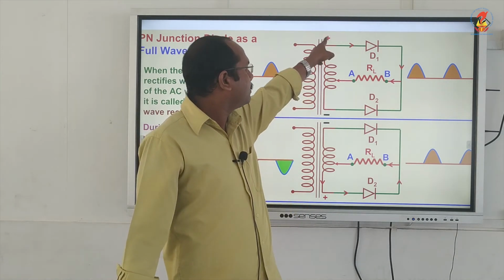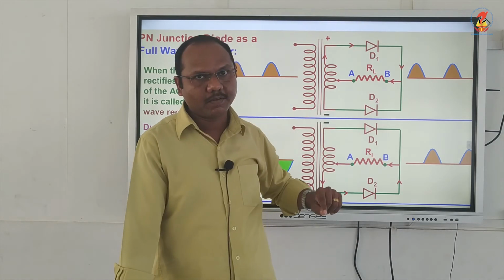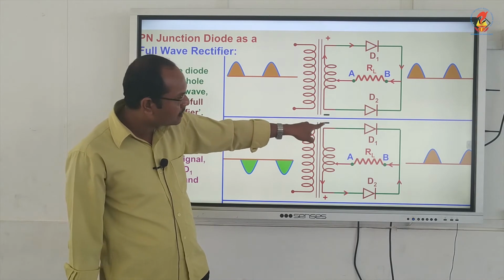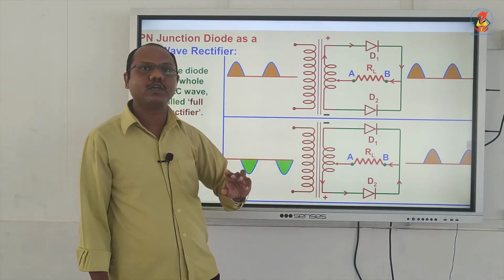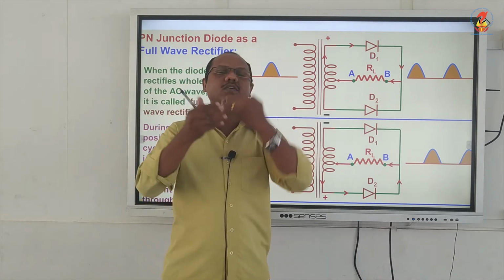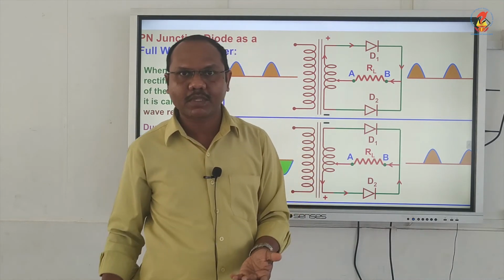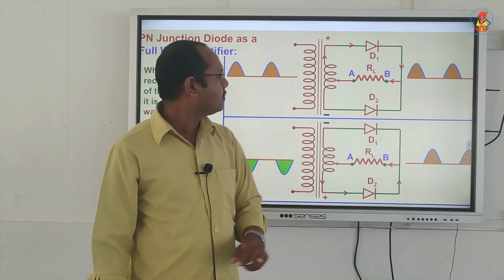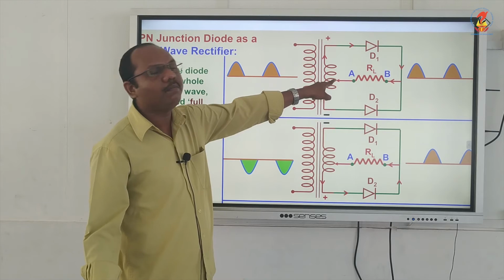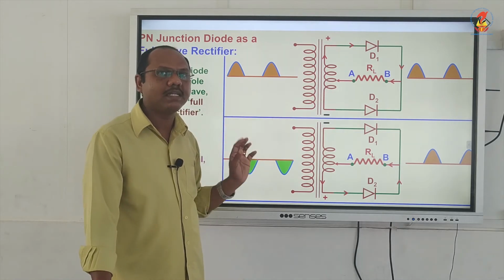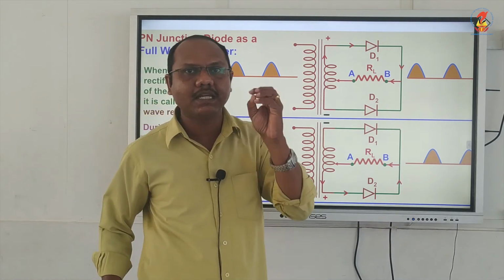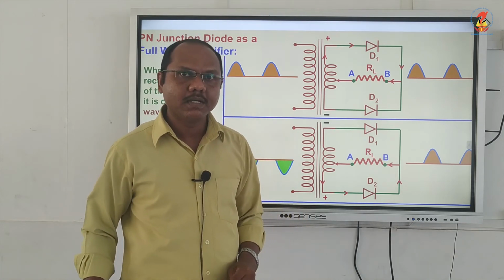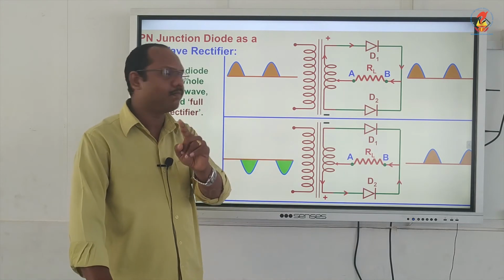We already said this is positive, this is negative. At some other instant, look at the second figure, this is becoming negative, this is becoming positive. The positive and negative terminal points keep on changing because it is AC. But this point will always be at 0 potential. That is the advantage, or the use, of center tapping. Please make a note of it.